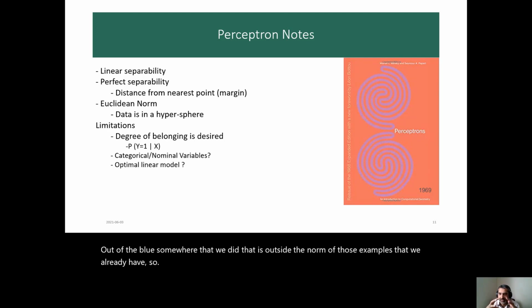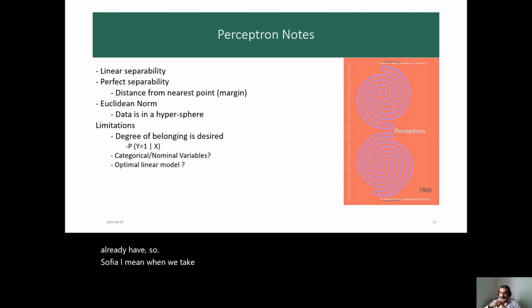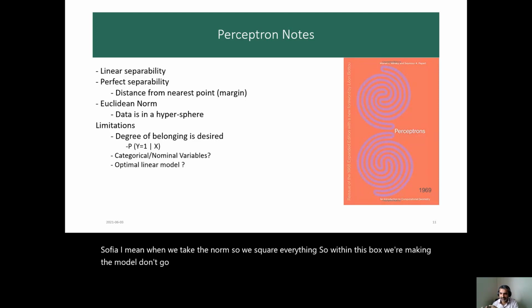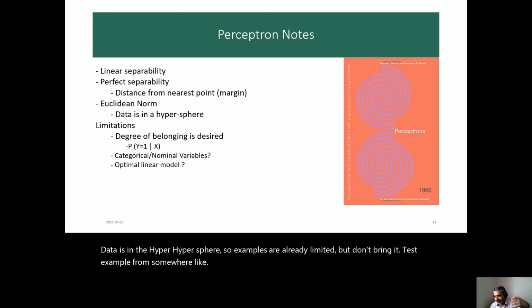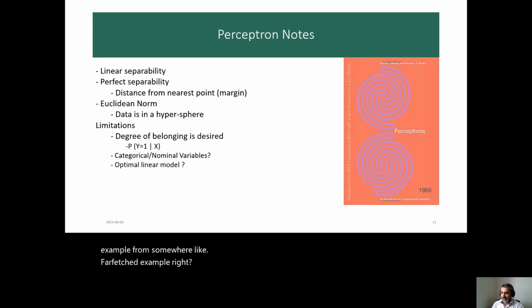Sphere, I mean, when we take the norm, we square everything. So within this box, we are making the model. Don't go out of the box for the test example. This is what we are trying to say by saying that data is in the hypersphere. So examples are already limited, but don't bring a test example from somewhere far-fetched, right?